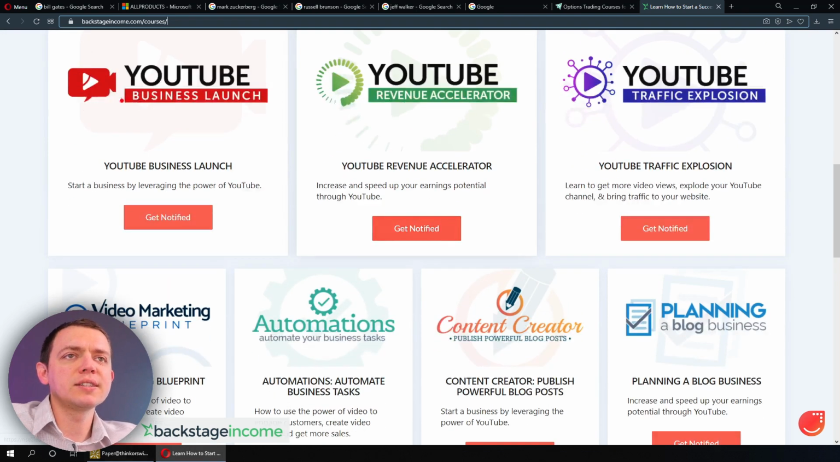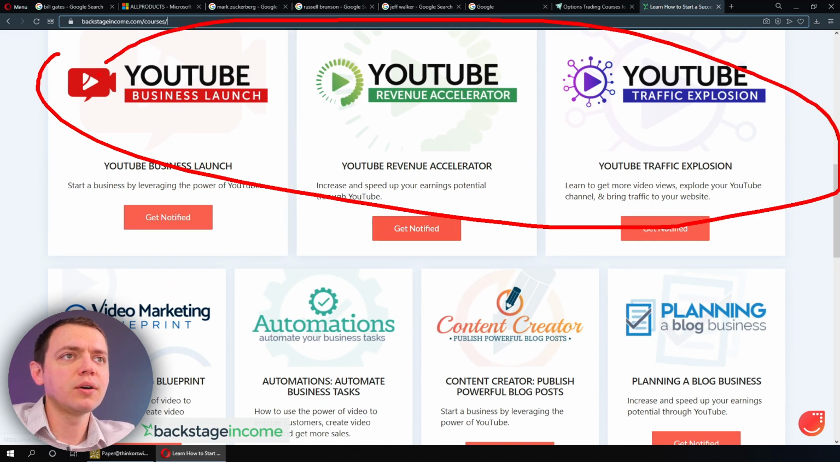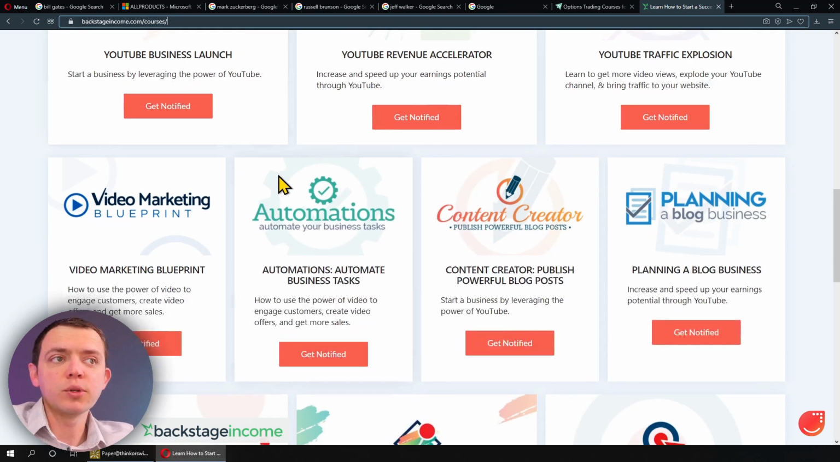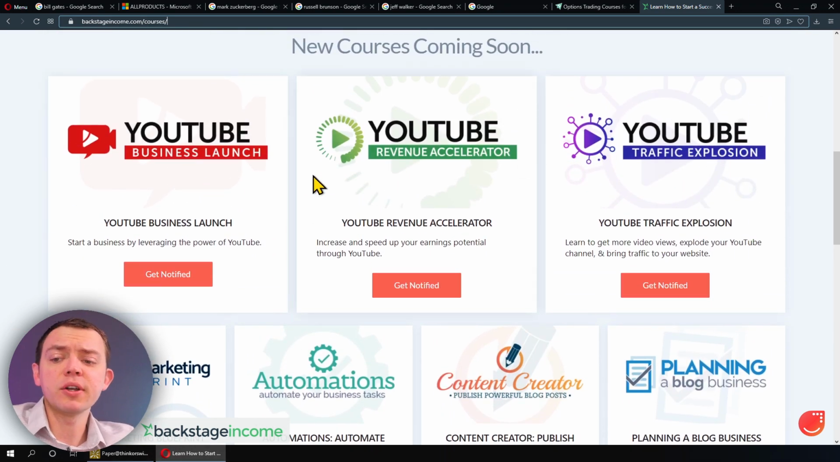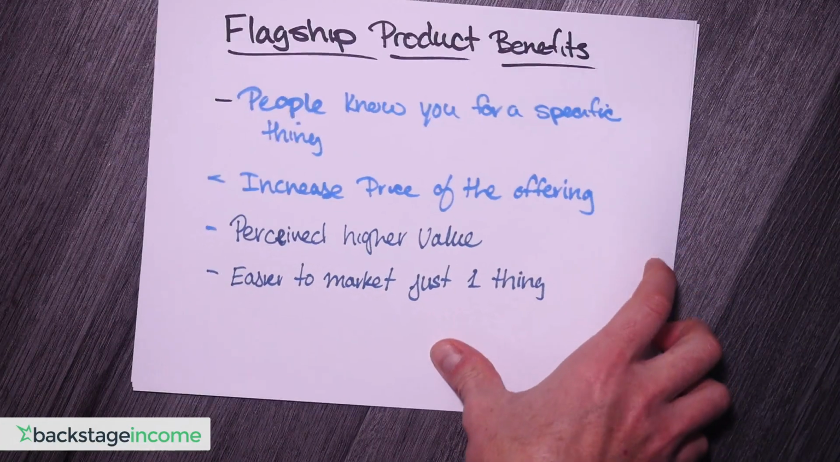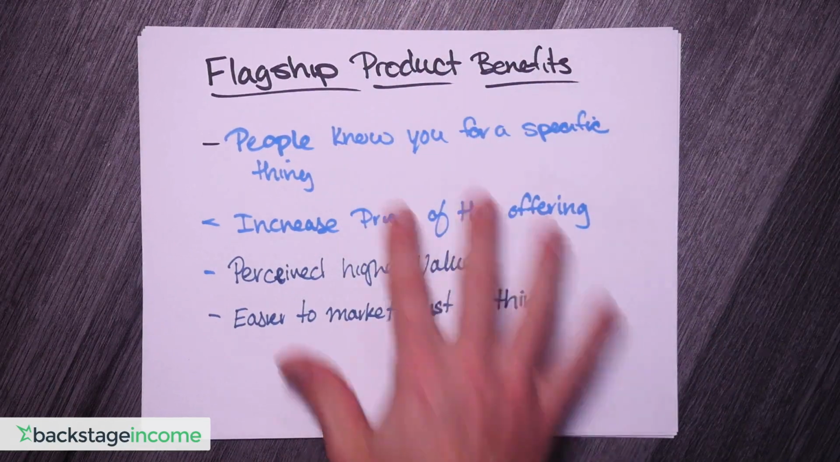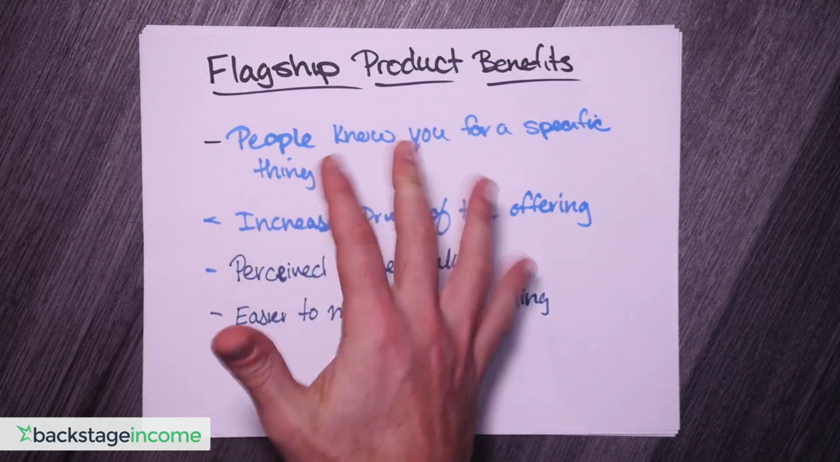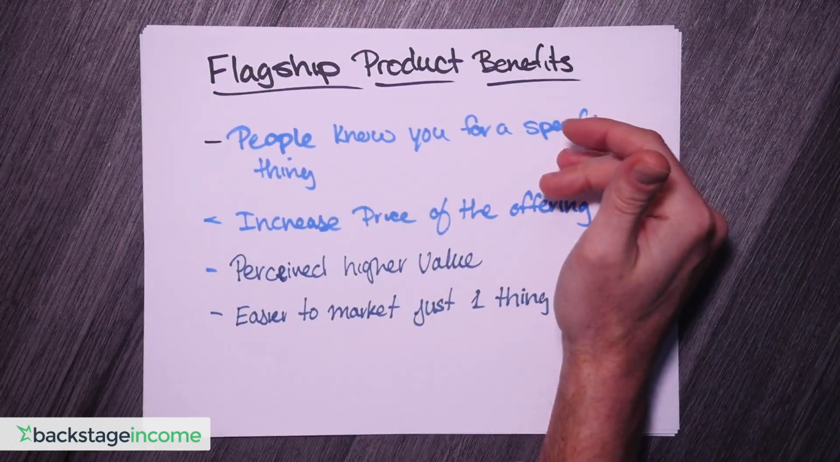If you're doing things like, let's say on YouTube, that I have some courses coming out, but also for a video based, we have Video Marketing Blueprint, and that could be a flagship on its own. So there's a lot of great benefits to flagship related things. Because if you look at flagship product benefits, people know you for a specific thing. Like we talked about, like YouTube, we talked about Bill Gates. They know you for a specific thing.